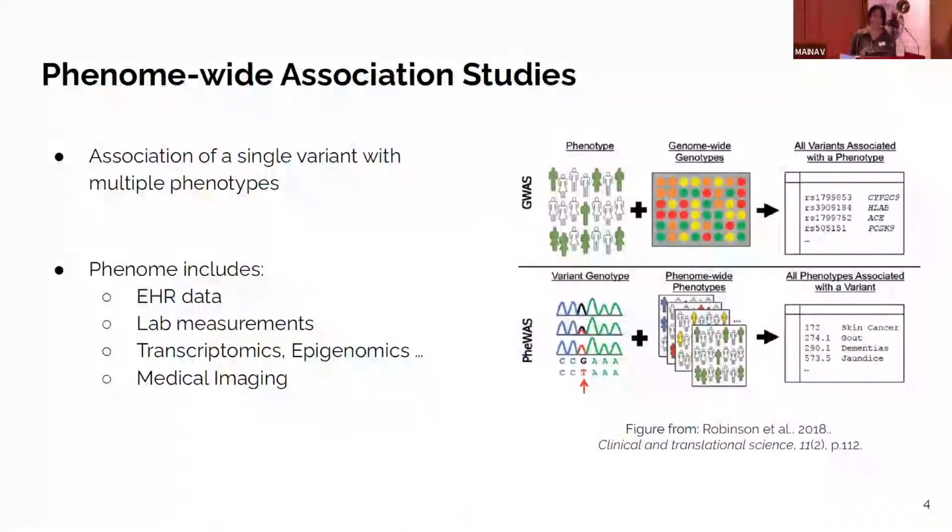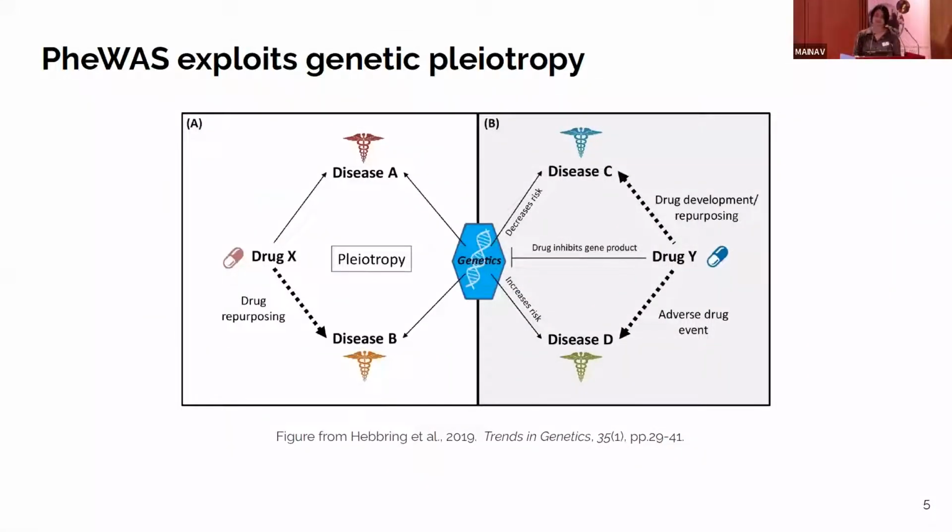The phenotypes in the phenome might include electronic health record data, lab measurements, transcriptomic data, and other omics data, as well as medical imaging data. So PheWAS helps in exploiting the genetic pleiotropy. It helps in drug repurposing. If you have known associated drug targets, you test for other associations and thus help in repurposing. Additionally, if you have known associations and you test for multiple associations, and they have a direction of effect opposite to the disease, these can be potential adverse effects which can be monitored in the trials.